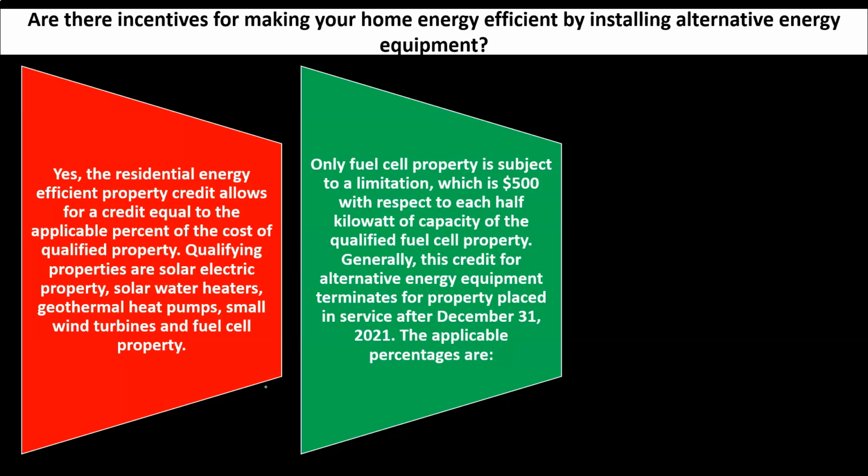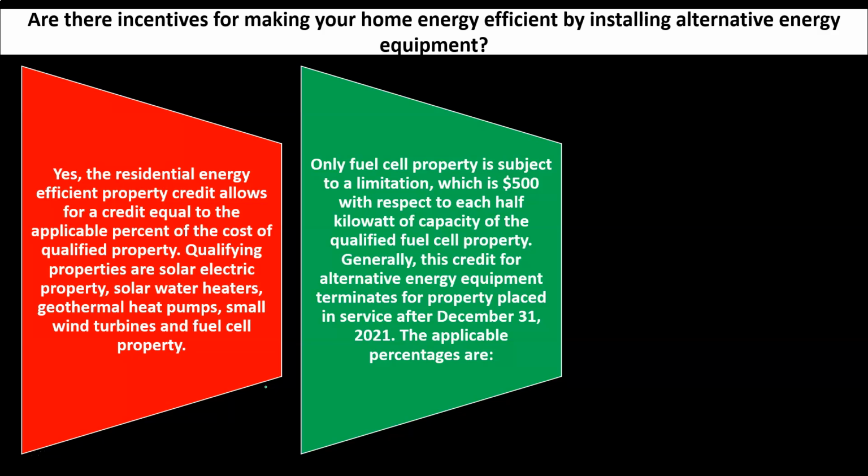So only fuel cell property is subject to a limitation, which is $500 with respect to each half kilowatt of capacity of the qualified fuel cell property. Generally, this credit for alternative energy equipment terminates for property placed in service after December 31st, 2021. So that one's going to be going away possibly, unless there's some kind of change in 2021.